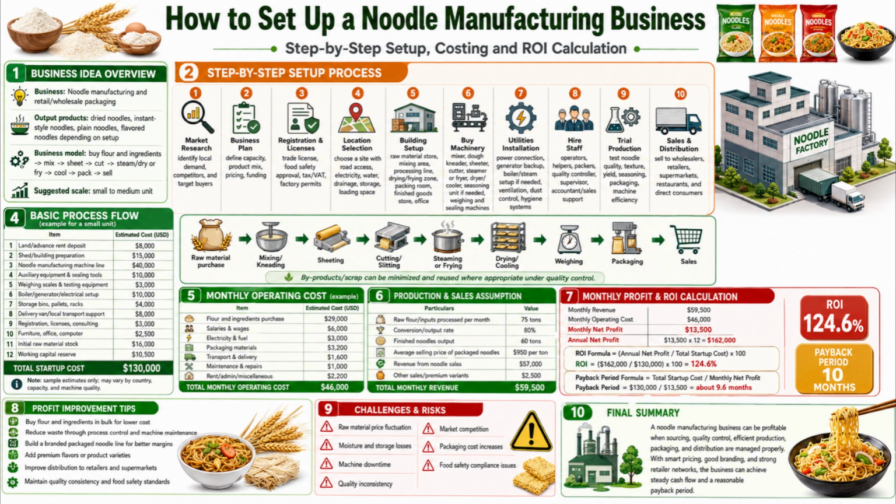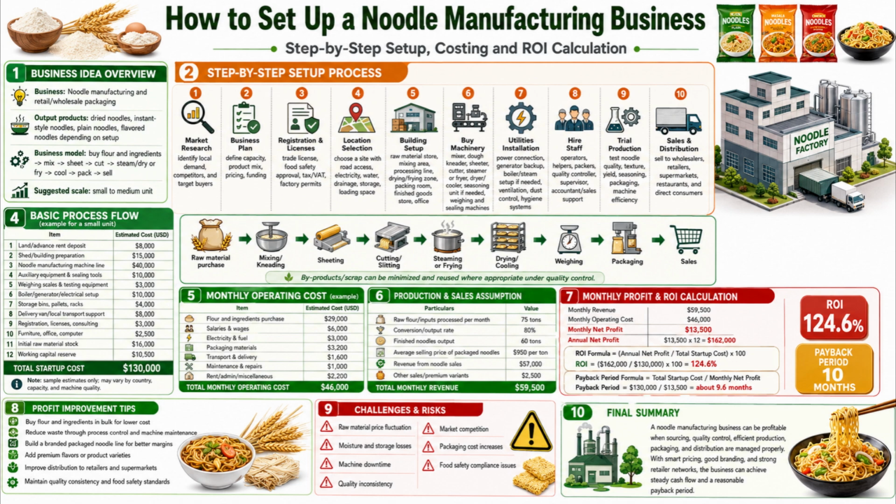After selecting the location, set up the building properly. You need separate areas for raw material storage, mixing section, processing line, drying or frying zone, packing room, finished goods store, office, and loading space. Proper hygiene, ventilation, dust control, and food safety systems are very important in noodle production.